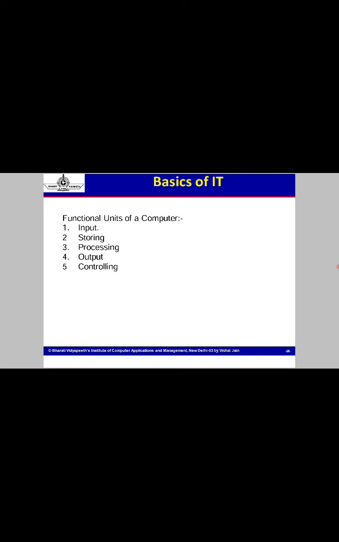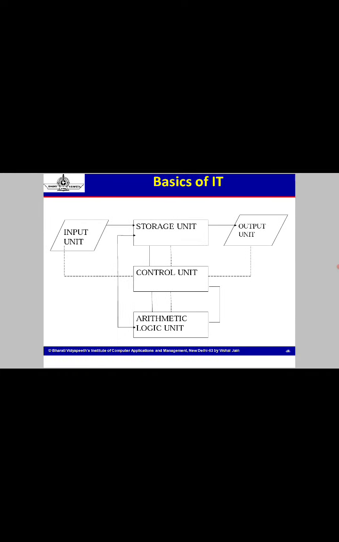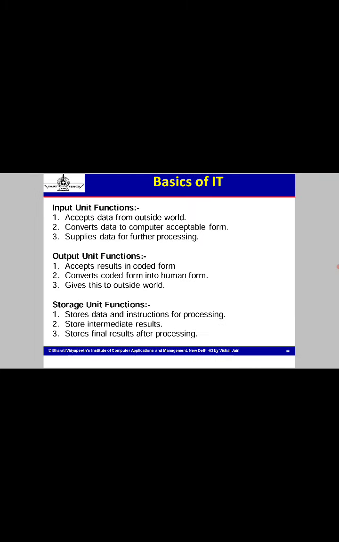So these are the different units of a computer system. This diagram is called the block diagram of a computer, or the working, architecture, or structure of a computer. Here there are three important components: input unit, processing unit, and output unit. The processing unit again contains a storage unit, control unit, and arithmetic and logic unit, ALU.